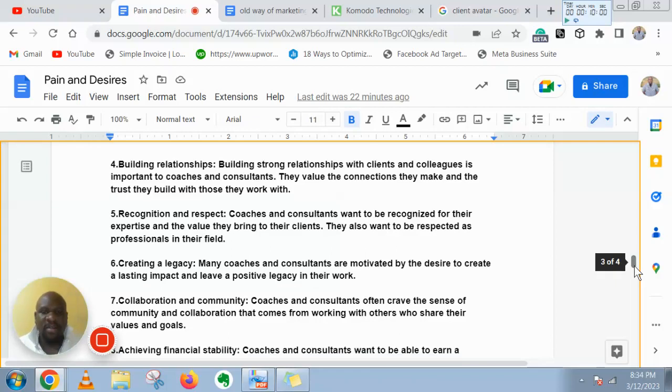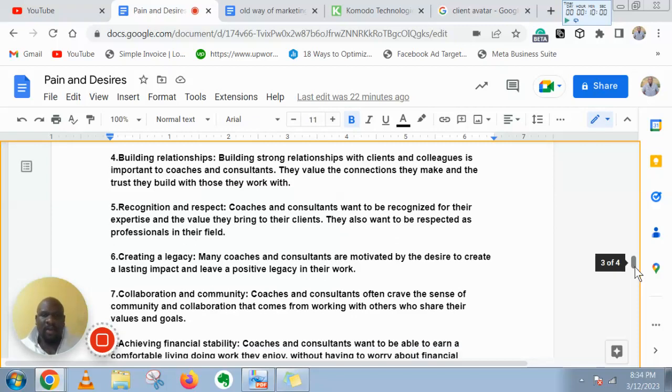Recognition and respect. Coaches and consultants want to be recognized for their expertise and the value they bring to their clients. This is also very true. And guys, this is not an ego game. This is just what it is. Many of us understand when we do something and we feel like we're not respected, or we aren't being valued for our contribution, it really impacts our willingness to grow.